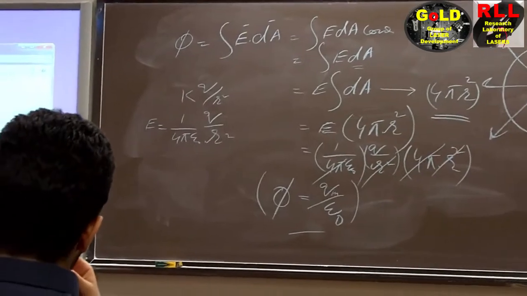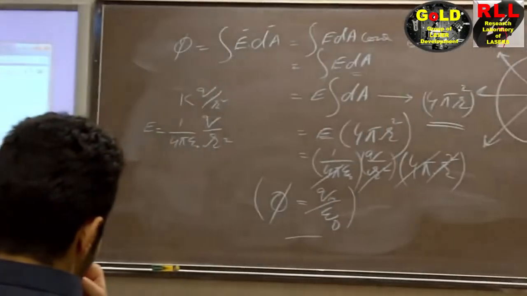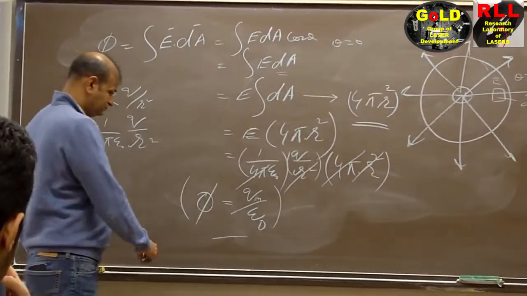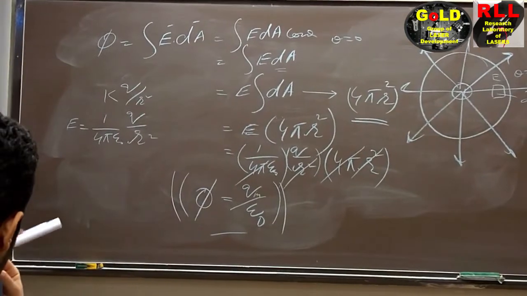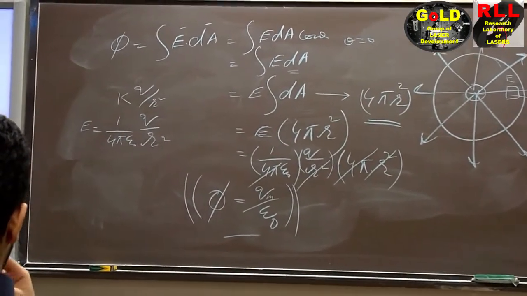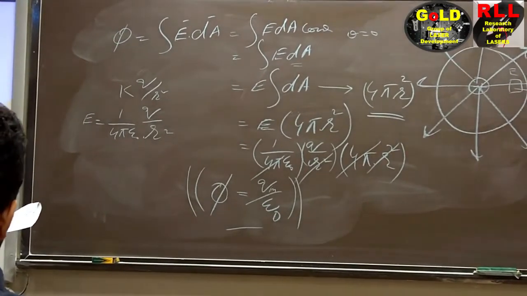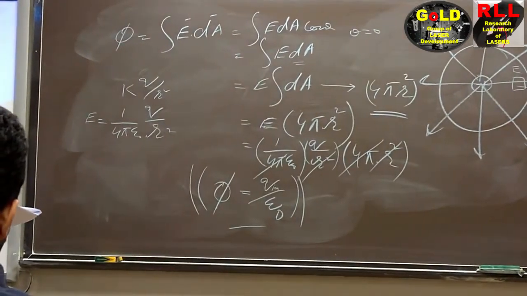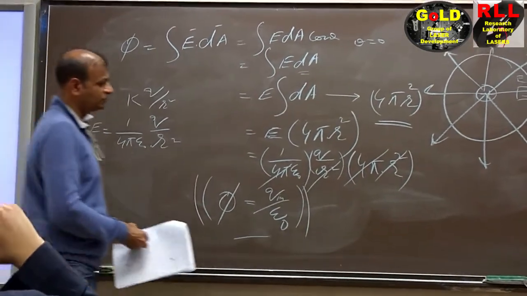And permittivity is a constant depending on the medium. Okay? So this is the case to find out the flux from a sphere, and this is Gauss's law. Now let's see some other possibilities.